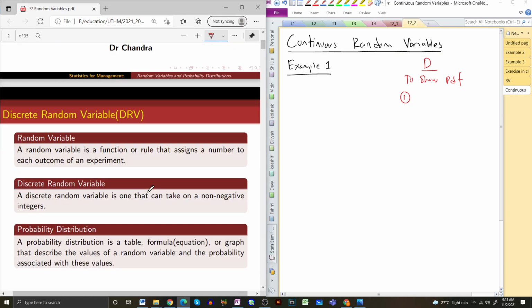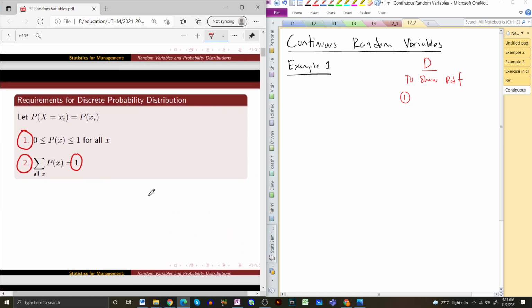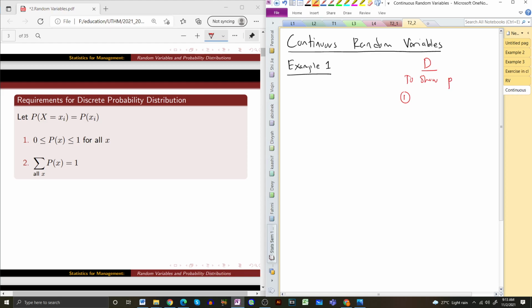In discrete, for you to show it is a discrete probability distribution, what you have to show, first of all, the probability must be between 0 and 1, and the second thing is the summation of probability is equal to 1. Remember, this is what we did in the discrete.